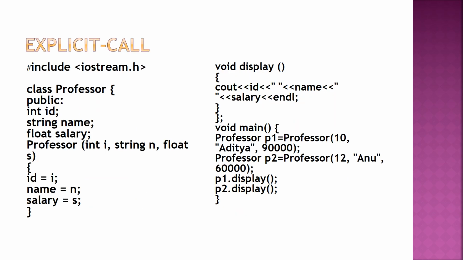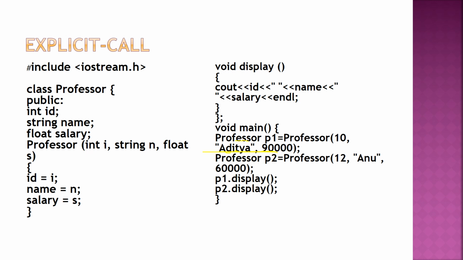Here we have one more example, for professor details using an explicit call. Before getting into this program, we'll check where the explicit call is located. Here, Professor is my class name. I have created an object called P1. When it is an explicit call, P1 should be followed by the assignment operator, that is equal, followed by the constructor name, Professor.